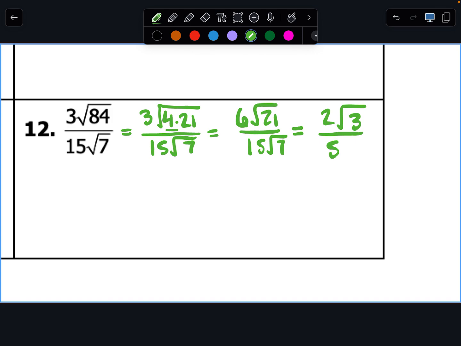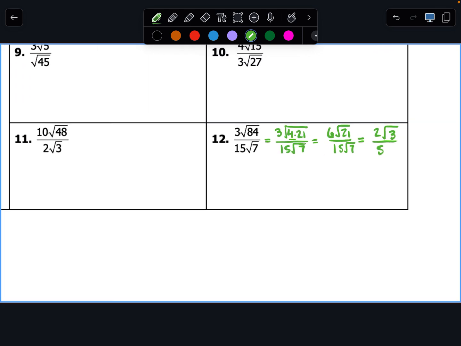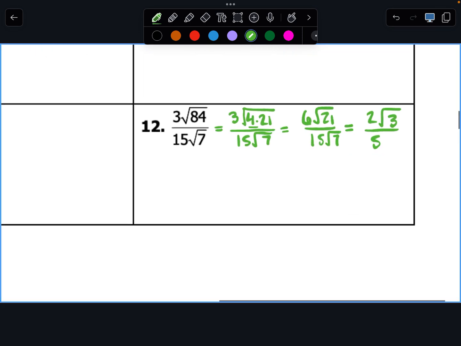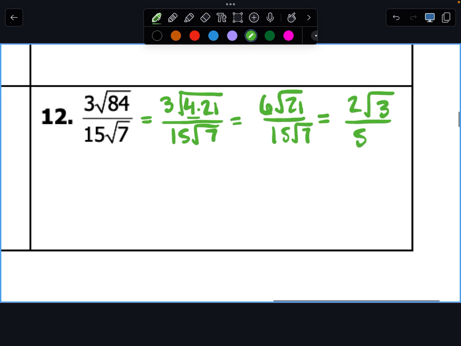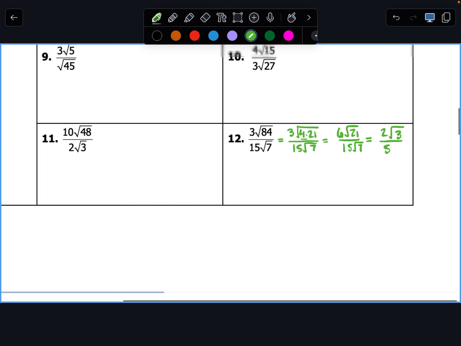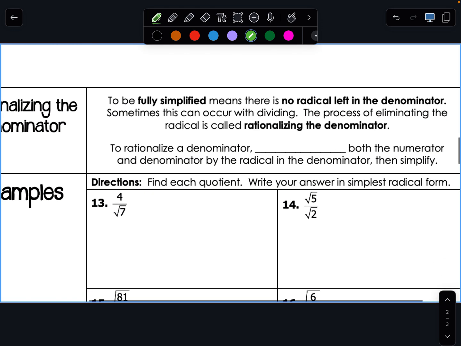Any questions on this first page? Yeah. So when we do a problem like this, we can leave it like this because there's enough stuff to simplify. Yeah, as long as both the radicands are simplified and then the coefficients are as well. Okay, flip over to the next page.